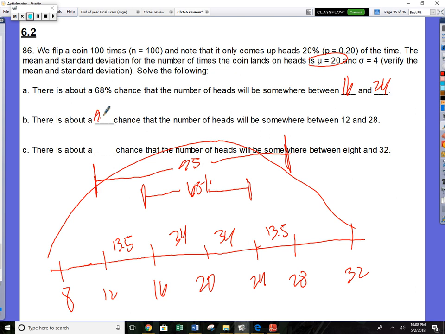Well, that's about a 95% chance. And then C, there is about a blank chance the number is going to be between 8 and 32, and that is, if we go 3 standard deviations to the right, 3 to the left, that captures 99.7. Captures just about everybody.